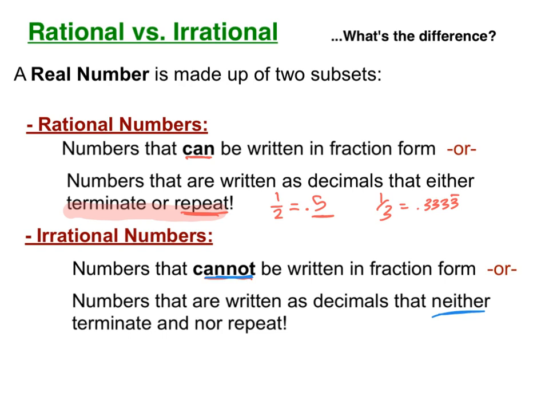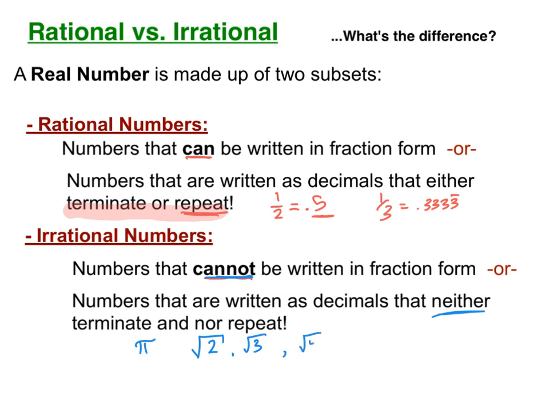Well, what's a decimal you can think of that doesn't terminate and doesn't repeat? I hope most of you came up with pi right there. That's an irrational number that cannot be written as a fraction. Anything that is a square root, the square root of 2, the square root of 3, those are irrational numbers.